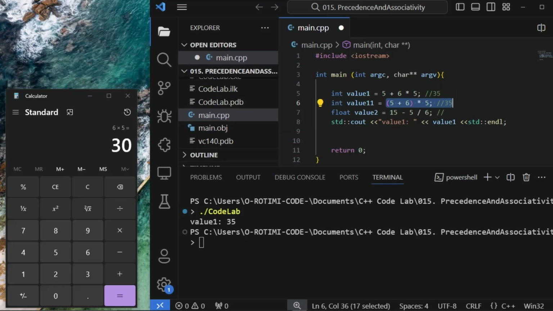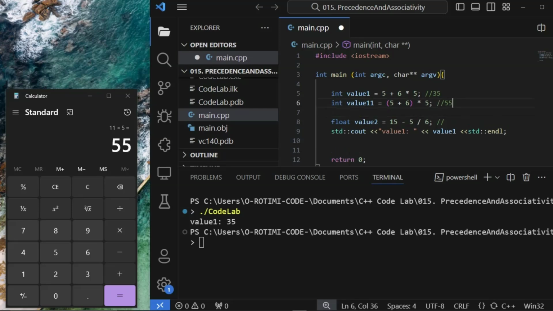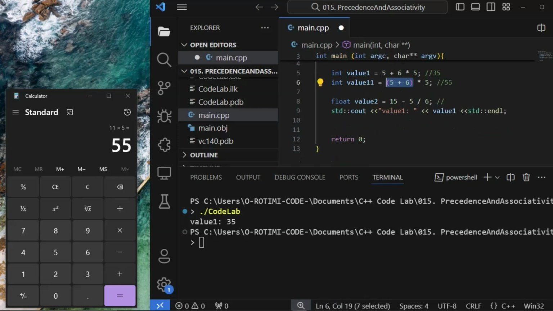So what happened is that by using parentheses, we override the value that we should get here. What we get here is 5 plus 6, 11. We're going to do 11 times 5. We get 55. So the value we're going to have here is going to be 55 because we have overridden the compiler by using parentheses. By using parentheses here, it's considered as the first value.